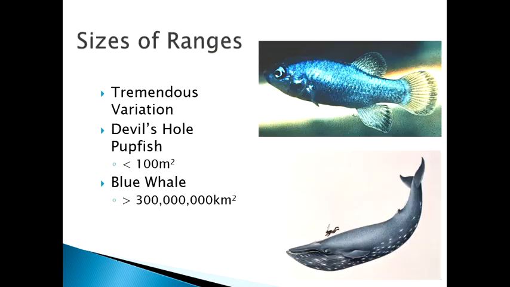Part of the trouble with doing something like this is that the scale of the ranges can be tremendous. So that cute little guy up there is the devil's pupfish, and it just lives in a couple of different springs in one part of the world, and that's its total range. Compare that to the blue whale, which is a large migrant in the world's oceans that has a range of hundreds of millions of square kilometers.